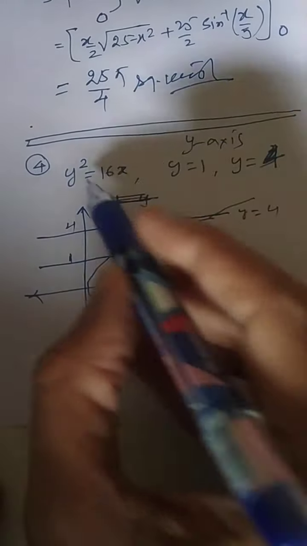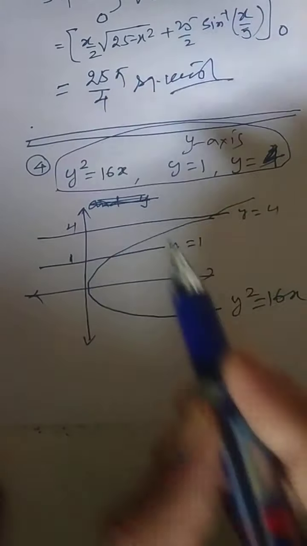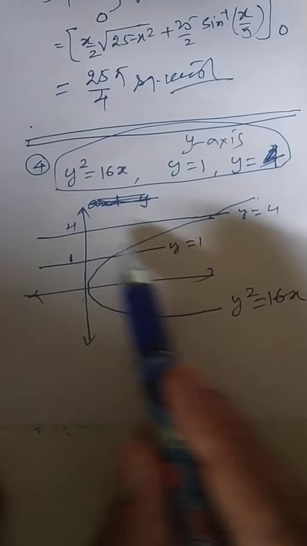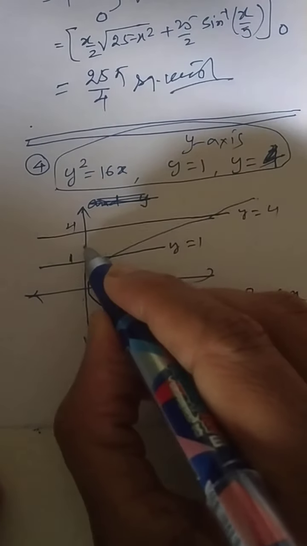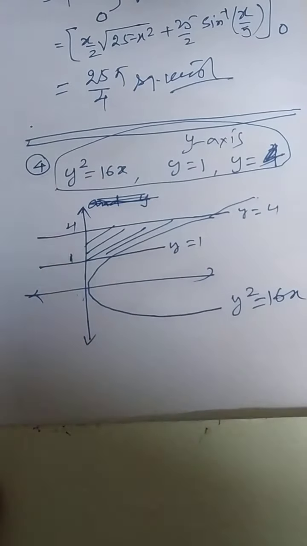The question is this much. All 4 things are given: this parabola, y is equal to 1, y is equal to 4 and y-axis. So now this is nothing but the area.